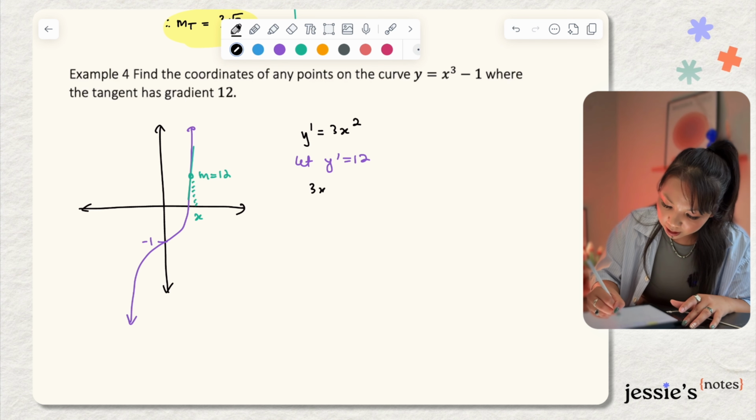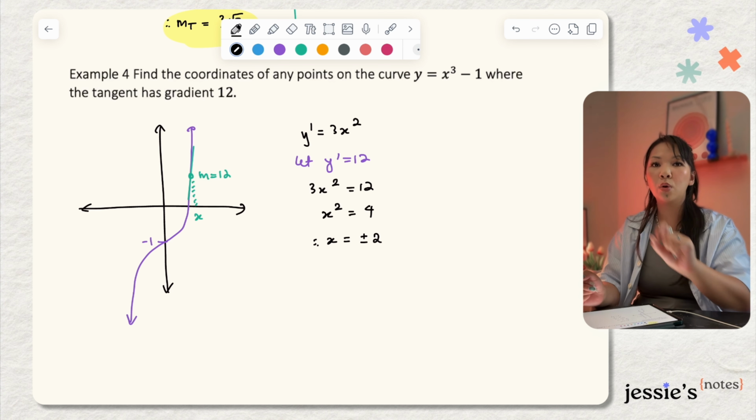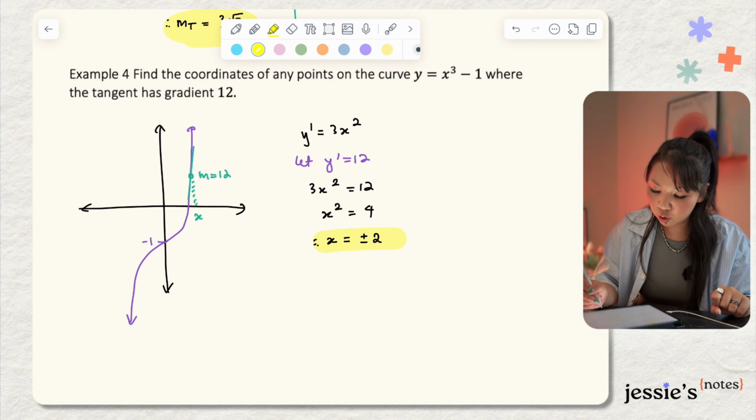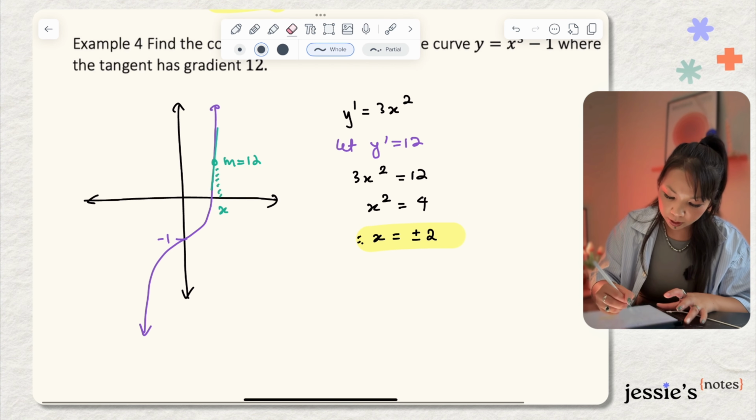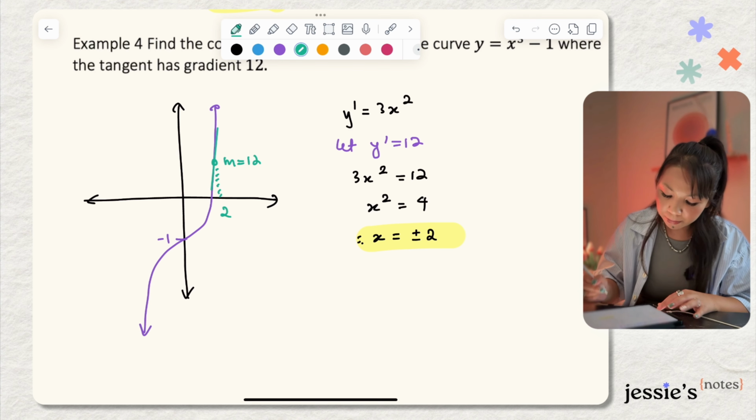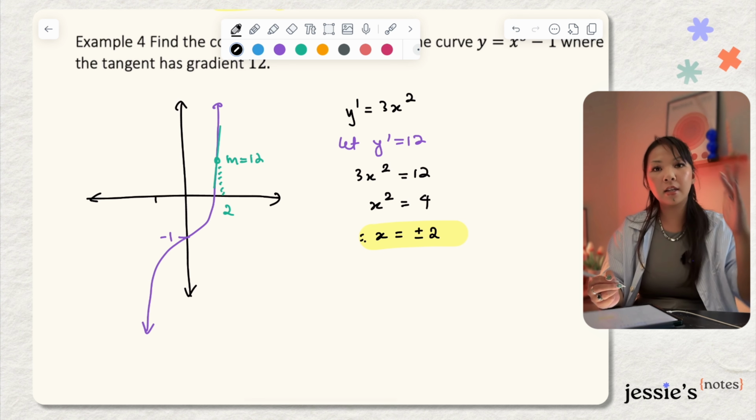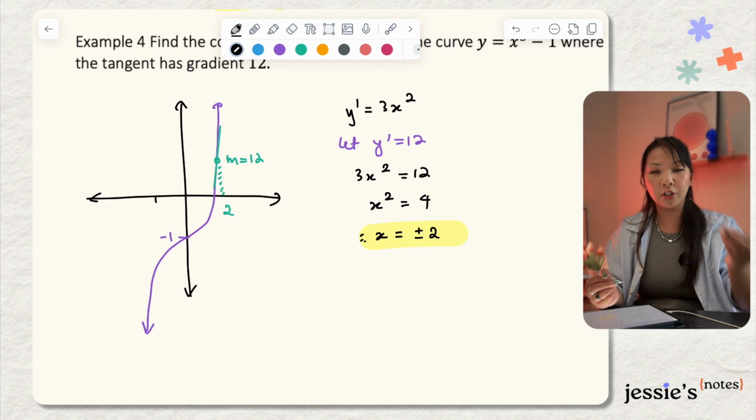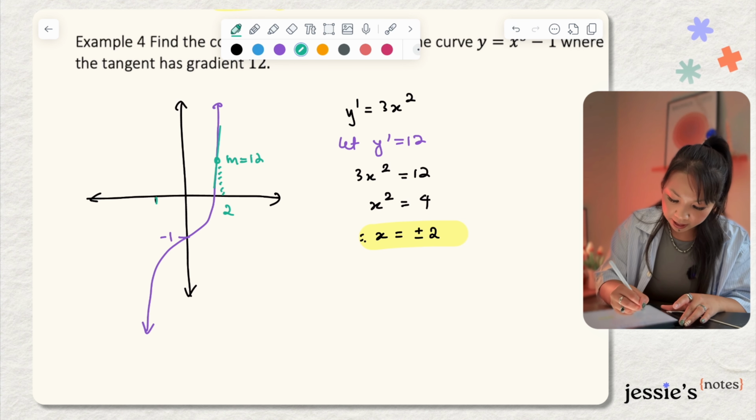So that means we get 3x squared equal to 12, x squared equal to 4, or x equals plus or minus 2. Now this also makes a lot of sense that we have two solutions. Don't forget the plus or minus. So over here, what I've drawn is going to be your first positive solution, and then cubics are symmetrical, like they're odd functions. So it's going to have very similar behavior occurring on the negative side. So at negative 2, it is also going to have a gradient of 12.